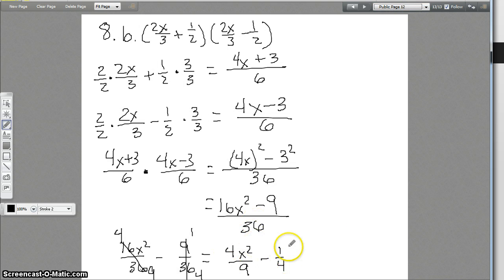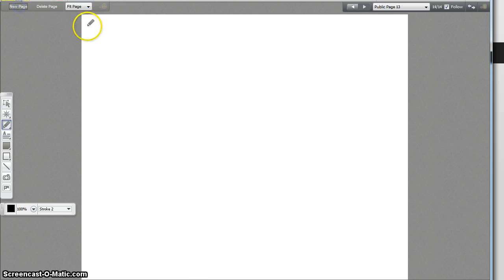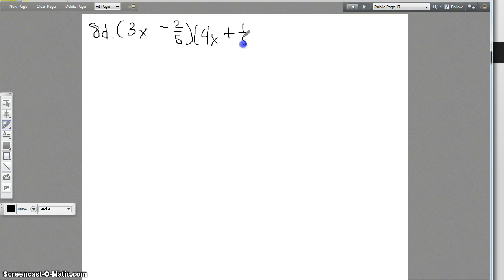So you do not have to change your answer to this other form. Once you get it to here, you can stop. You're actually done at that point. I just went the extra step to show you that it really is the same answer. Okay, so let's go to a new page and we are going to do number 8, part D. Part D was 3x minus 2/5 times 4x plus 1/5. If I remember that right, yeah.